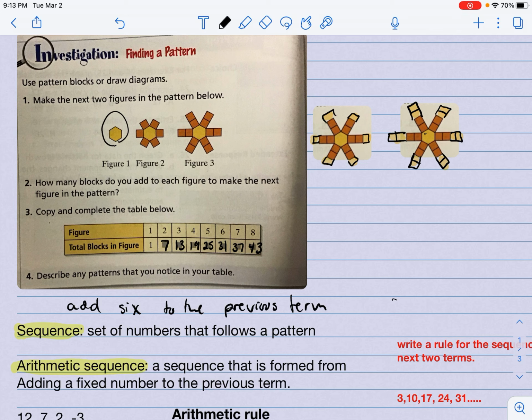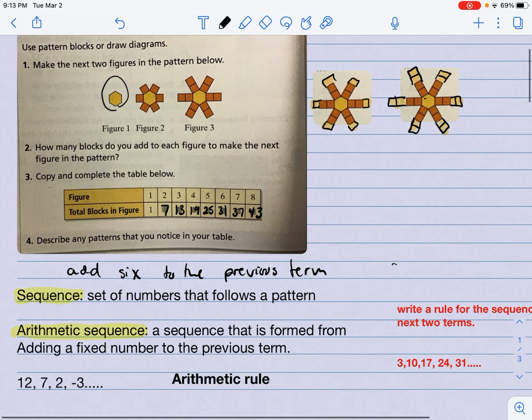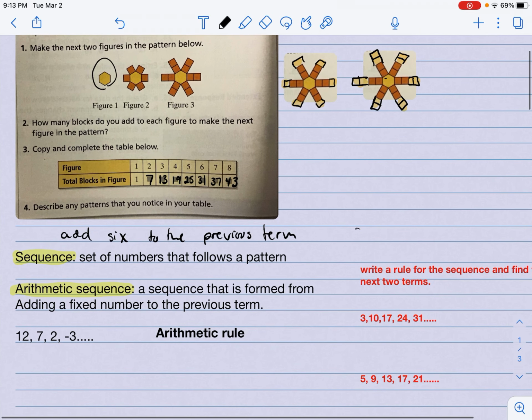Okay, so this is what we call a sequence. So the sequence is the set of numbers that follows a pattern. So here you'd have the set 1, 7, 13, 19, 25, and so on. Those are the numbers that are following a pattern, that pattern of adding 6. Okay, and now this one in particular is an arithmetic sequence. So an arithmetic sequence is one that is formed by adding a fixed number to the previous term. So up here we added 6. That was the fixed number that we kept adding to the previous term.